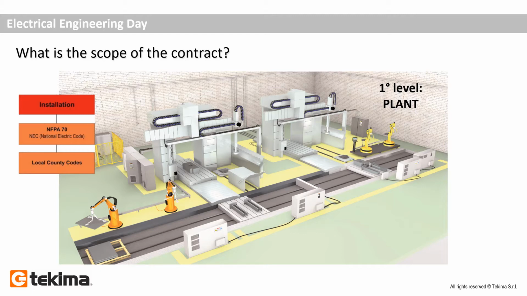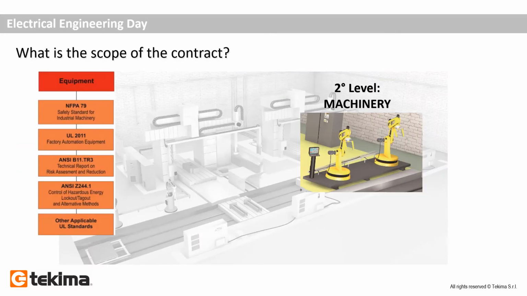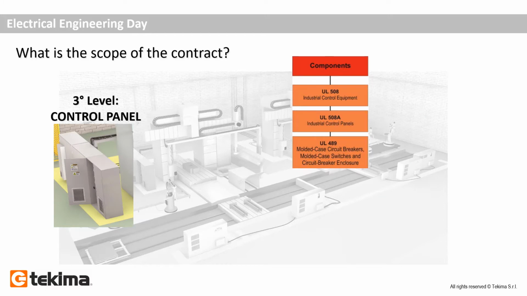As we mentioned before, these are the standards for the first level, electrical installation. The most important document that we have to consider is the NEC NFPA 70 National Electric Code. Second level, equipment. The most important document to consider for this level, which is most closely related to our job, since it concerns machinery, is ANSI NFPA 79 industrial machinery. Last level, control panels. In this case, the master document to consider is ANSI UL 508A industrial control panels.